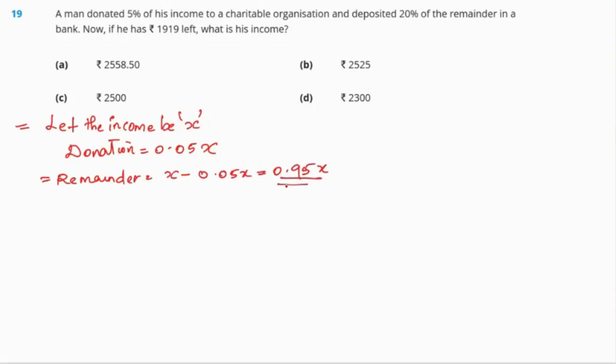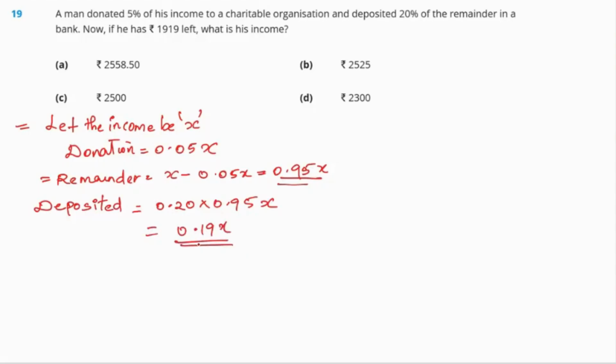From this remainder, he deposited 20% in the bank. So the deposited amount is 20%. 20% means what? 20 by 100, 0.20 into 0.95X. So this is the remainder amount, right? So from this he deposited 0.20, and when we do this, we will get 0.19X.